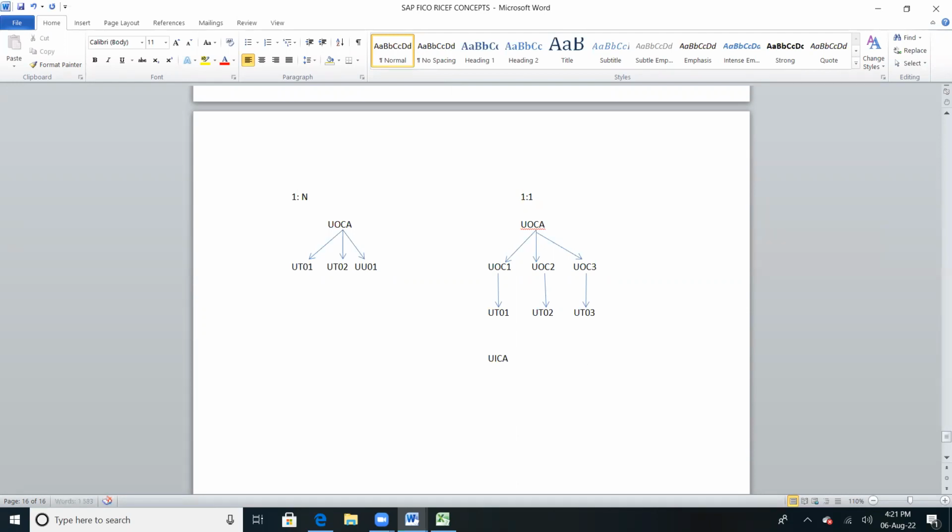So remember, we have created credit control areas: Indian credit control area, UICA, and US credit control area. We have created UUCA.